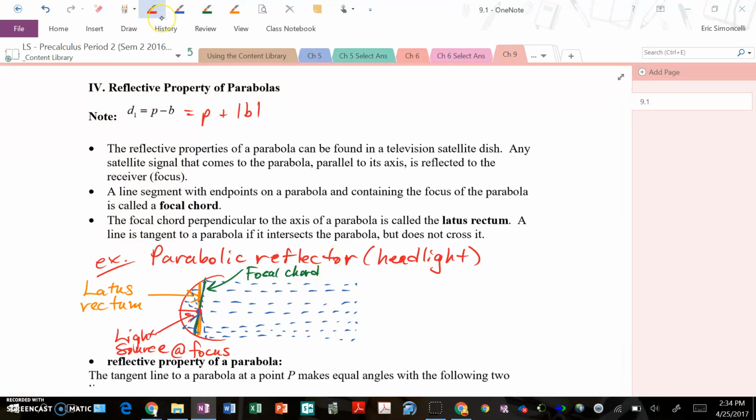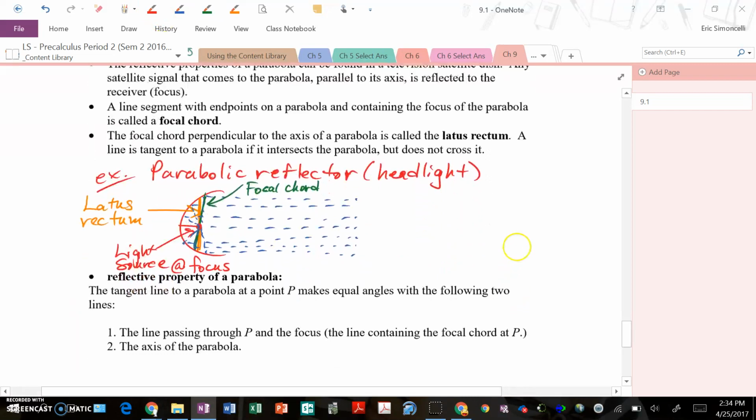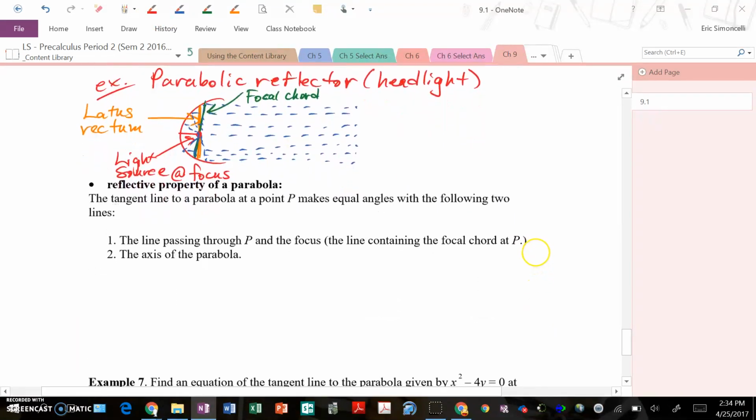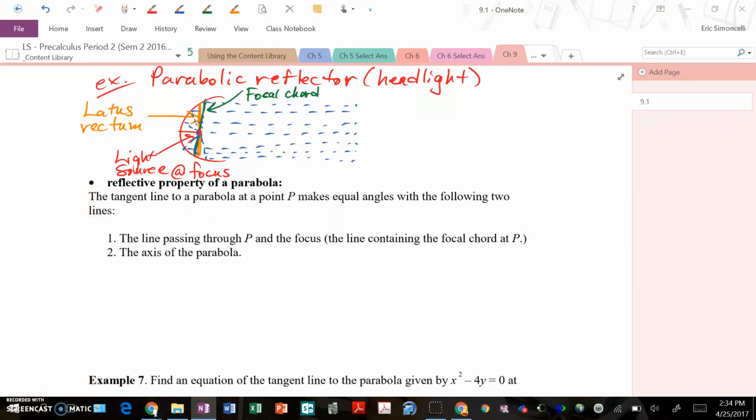Moving on now to the reflective property of a parabola. The tangent line to a parabola at a point P makes equal angles with the following two lines. One, the line passing through point P and the focus, which is the line containing the focal chord at P, will be highlighted. The axis of the parabola is the second of the two lines that we're going to identify.